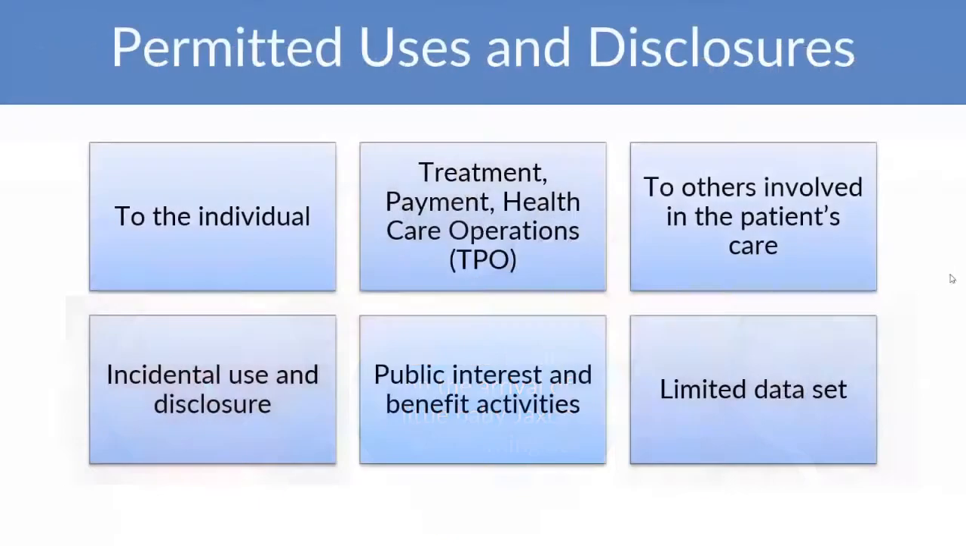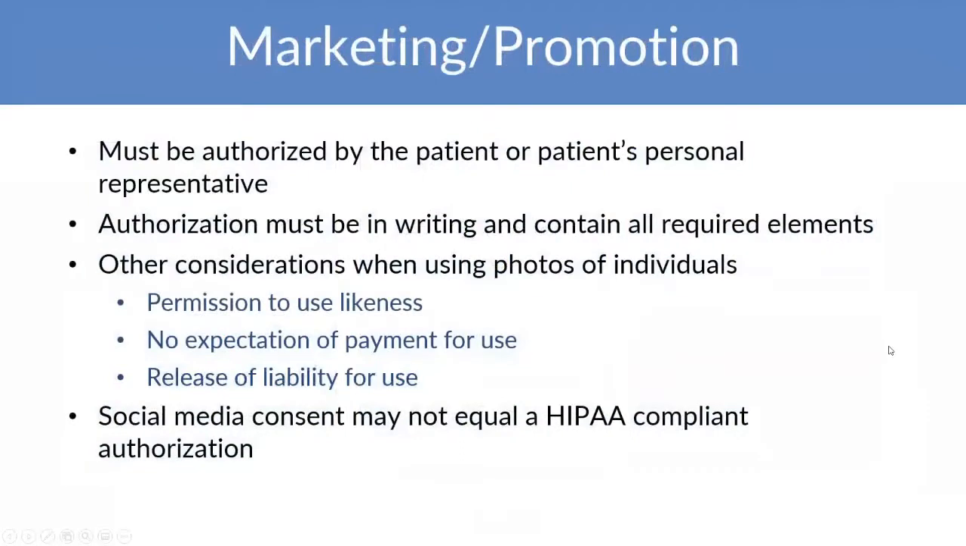So let's also look at what is permitted under the rule. And these are the permitted uses and disclosures. This means this is when you can use and disclose patient information and not have to have anything in writing from the patient. You can clearly see that marketing and promotion does not fit into any of these buckets. So when you are doing marketing or promotion of your practice, it's acceptable if you do these things. You must have it authorized by the patient or the patient's personal representative in writing.